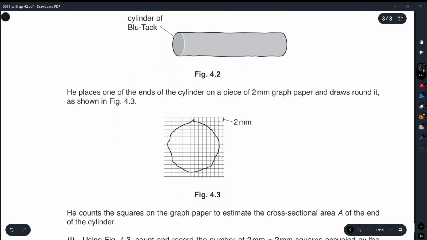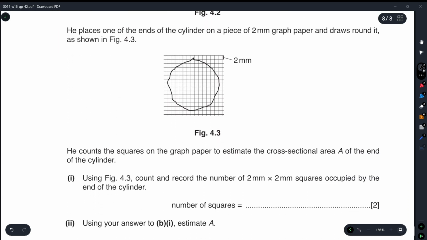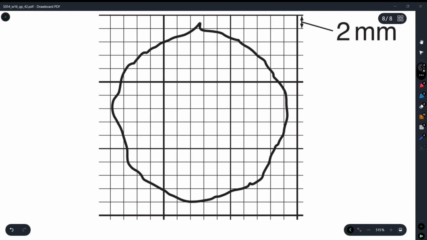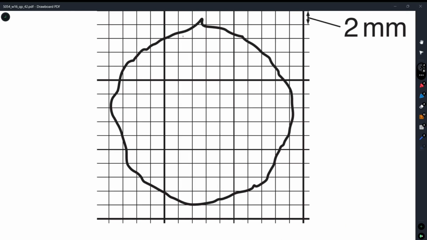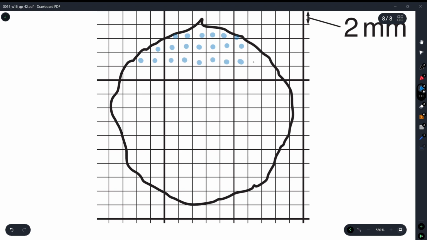Alright, he places one of the ends of the cylinder on a piece of paper, counts the squares. Alright, so we can do the same. 1, 2, 3, 4. Let's use a different color because everything else is black and white. So 1, 2, 3, 4, 5, 6, 7, 8, 9, 10, 11, 12, 13, 14, 15, 16, 17, 18, 19, 20, 21, 22, 23, 24, 25, 26, 27, 28, 29, 30, 31, 32, 33, 34, 35.